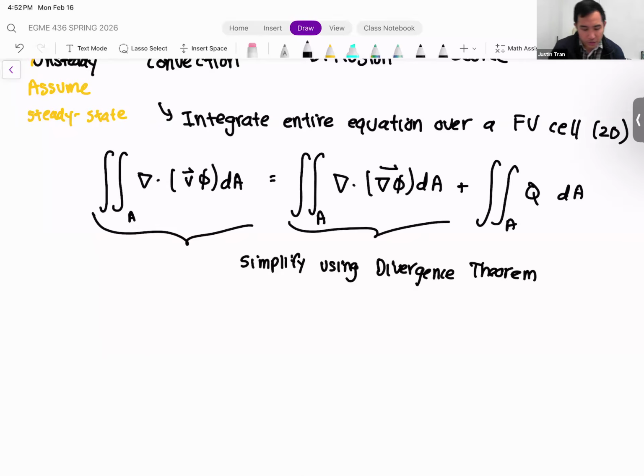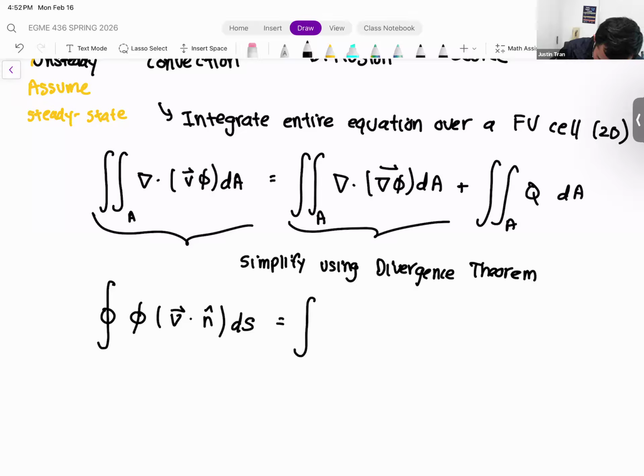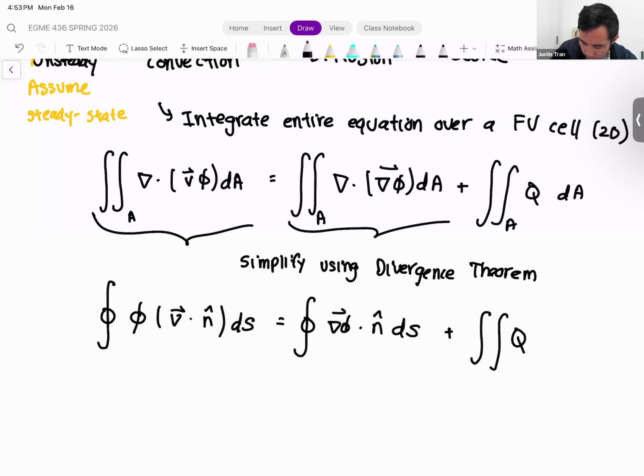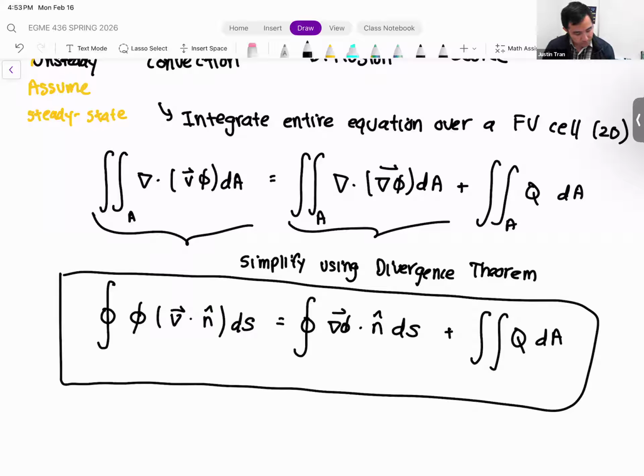Okay. And so remember, by applying the divergence theorem, essentially we eliminate the divergence, so that we lower the order of the derivative by one, and we replace that with the dot product. So then this becomes the line integral around the boundary of phi multiplied by the dot product of the velocity and the normal vector, is equal to the line integral of the dot product of the gradient of phi with the normal vector ds. And for the source term, we can't really do anything, because the source term does not have any derivatives, so we're just going to leave it alone. And so that is our conservation equation in finite volume form after we apply the divergence theorem.